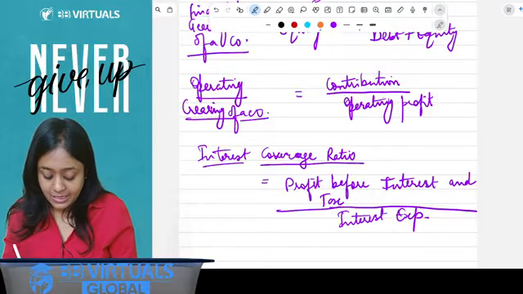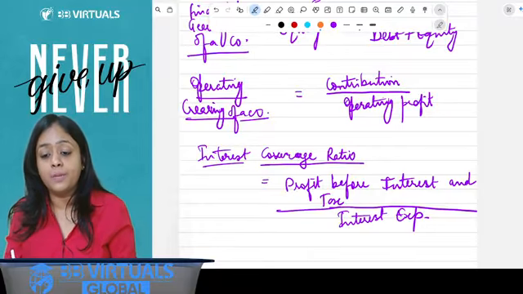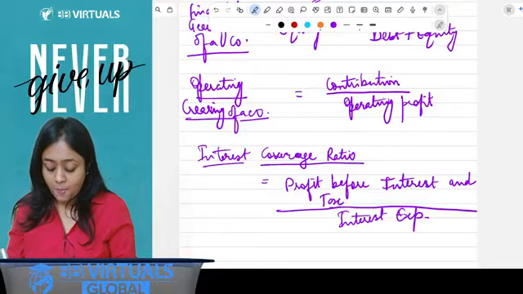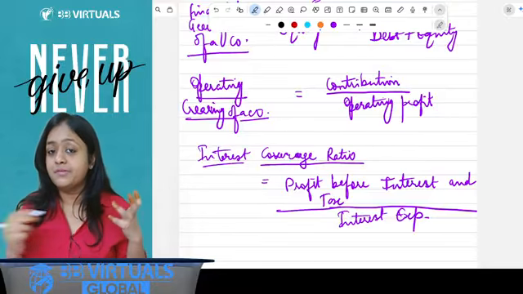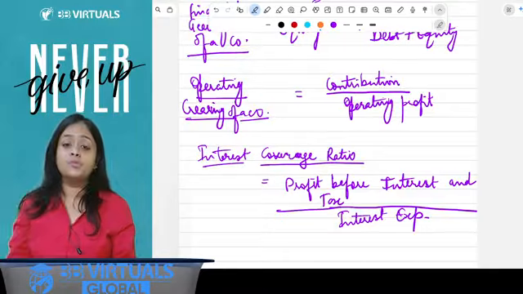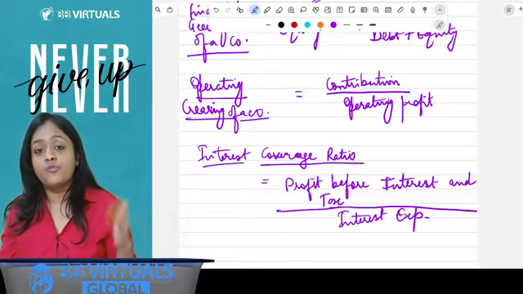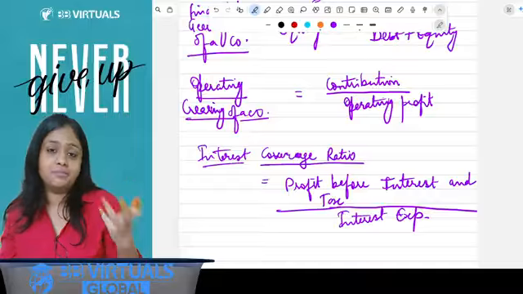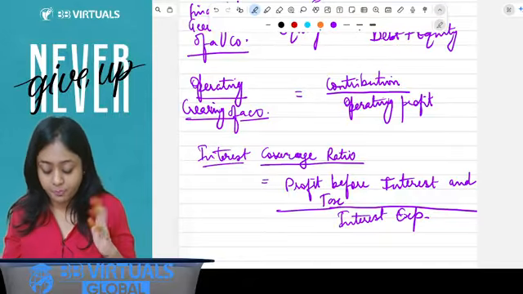Okay, so simply we calculate it as contribution by operating profit. And operating profit covers PBIT, that covers an impact of fixed cost also. So simply it says how much is the contribution able to cover this profit. So if contribution is more than the profit, that means it is able to cover the fixed cost properly.